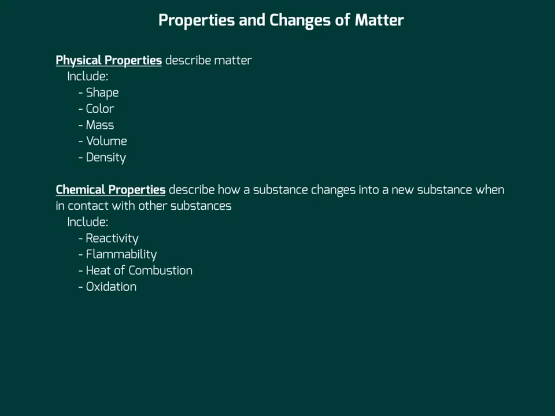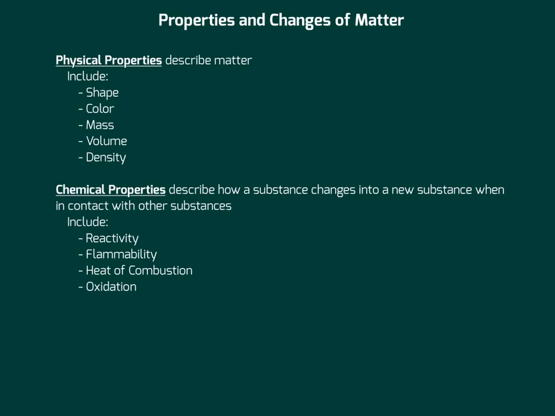Now, physical properties, all they do is describe whatever matter we're working with, okay? And they include things like the shape of the matter, the color of the matter, the mass of the matter, the volume of the matter, and the density of the matter. This word density, we're going to be getting into more detail with what density is, but just note that that is a physical property of matter.